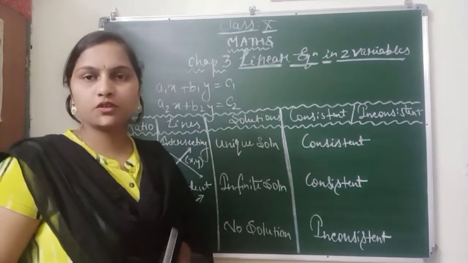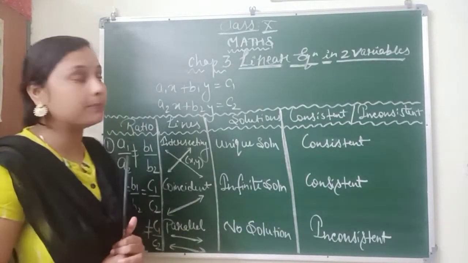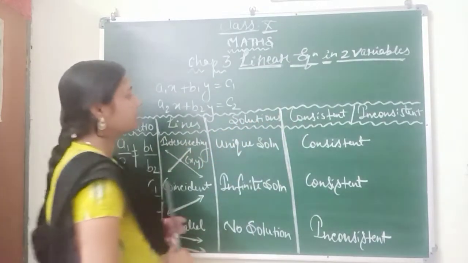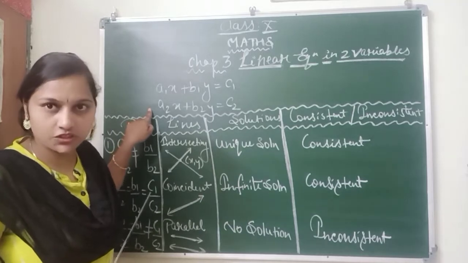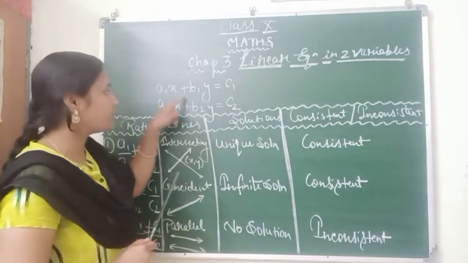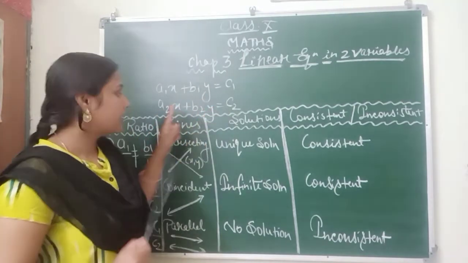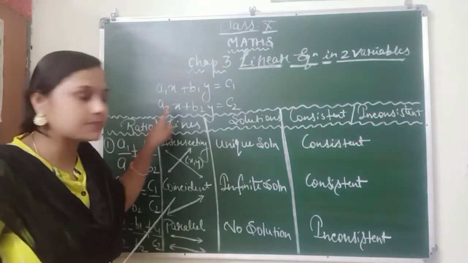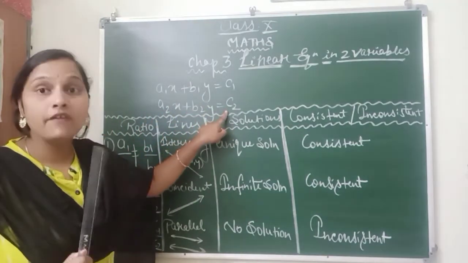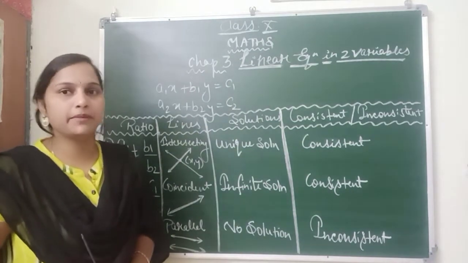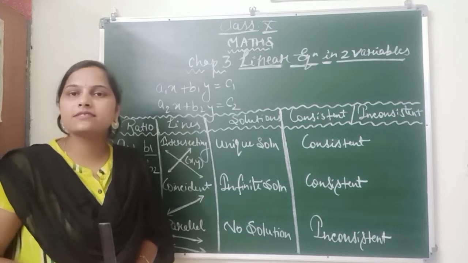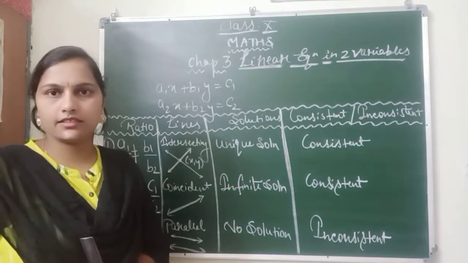Hello children, today we will revise chapter 3, a pair of linear equations in two variables. Here I have written a pair of linear equations in two variables. One equation is a1x plus b1y equals c1. The other equation is a2x plus b2y equals c2, where a1 and a2 are the coefficients of x, b1 and b2 are the coefficients of y, and c1 and c2 are the constant terms.